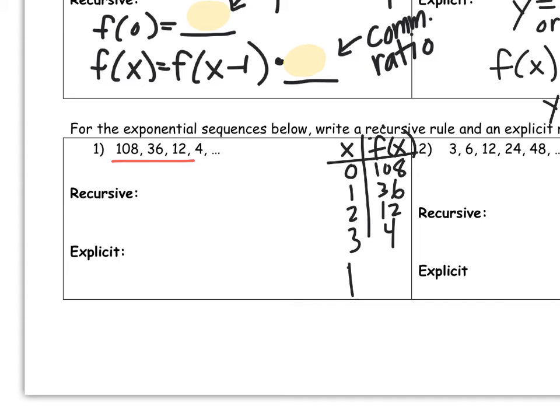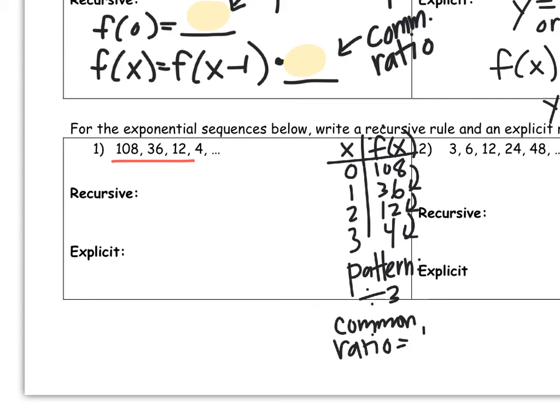All right, so I'm going to write here that the pattern of these numbers, 108 to 36, 36 to 12, 12 to 4, is divide by 3. That means that our common ratio, and this is a tricky one, the common ratio is not 3, it is 1/3, because our pattern is division by 3. All right, the other thing that's important is let's just highlight in our table our y-intercept, 0, 108, and let's try to write these equations.